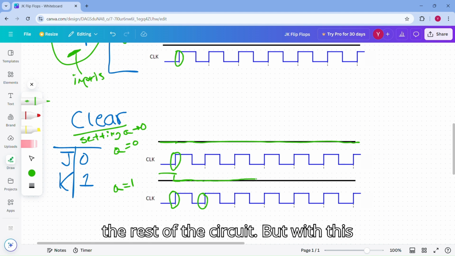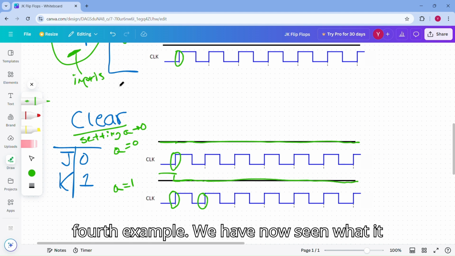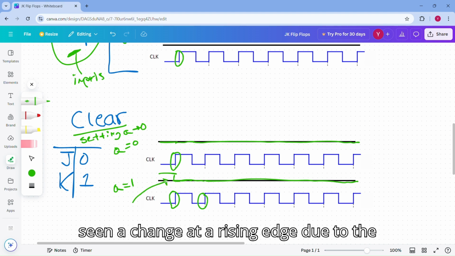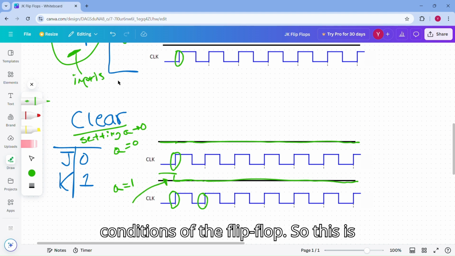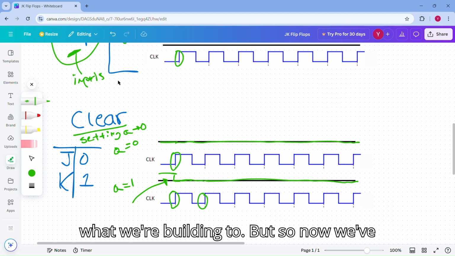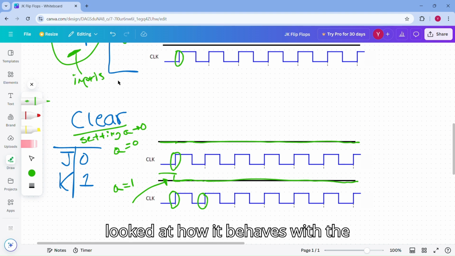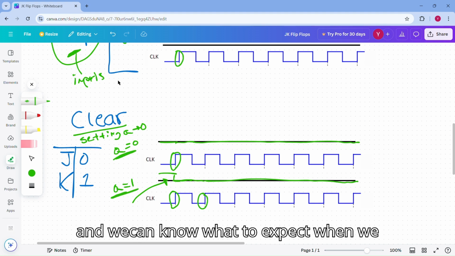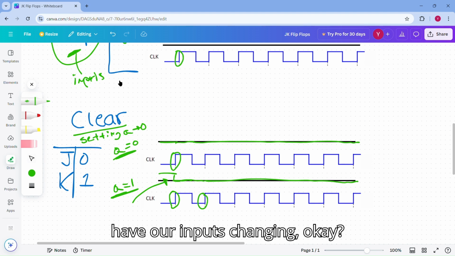But with this fourth example, we have now seen what it would look like in a real waveform. We've seen it change at a rising edge due to the conditions of the flip-flop. So this is what we're building to. Now we've looked at how it behaves with the original of Q equals 0, original of Q equals 1, and we can know what to expect when we have our inputs changing, okay?